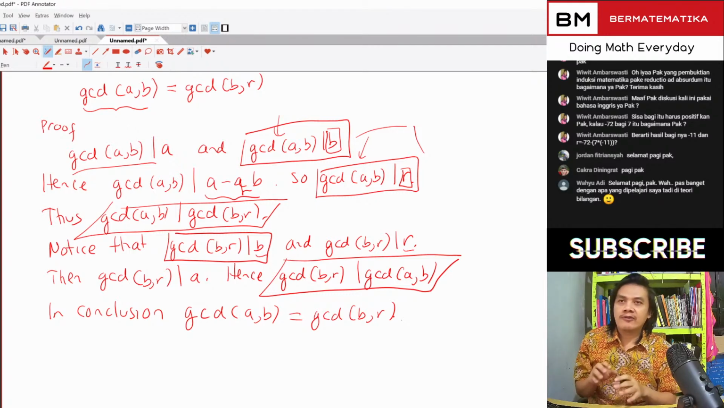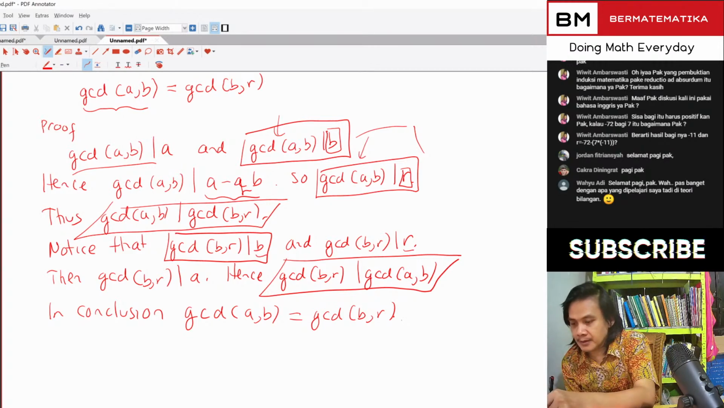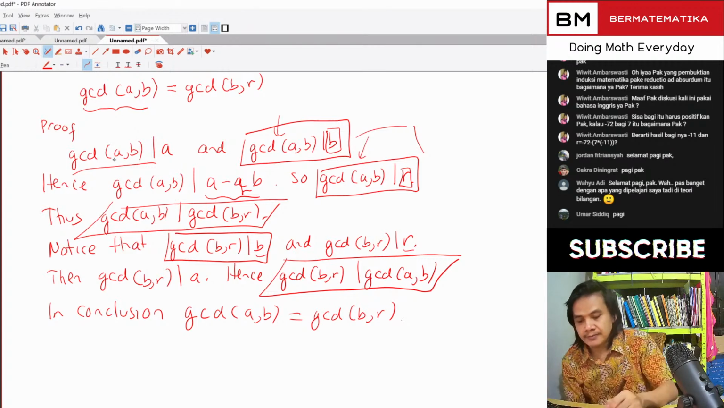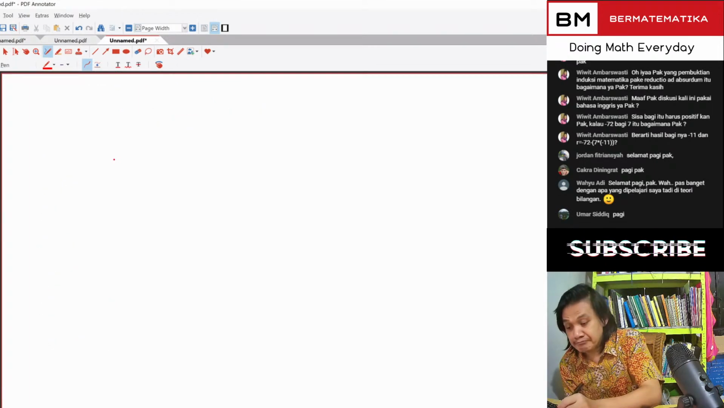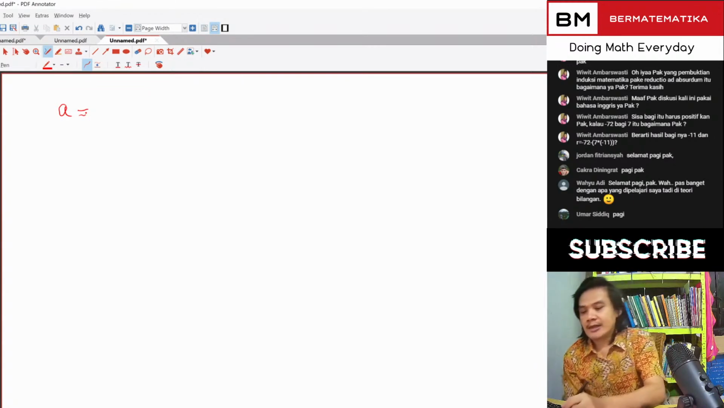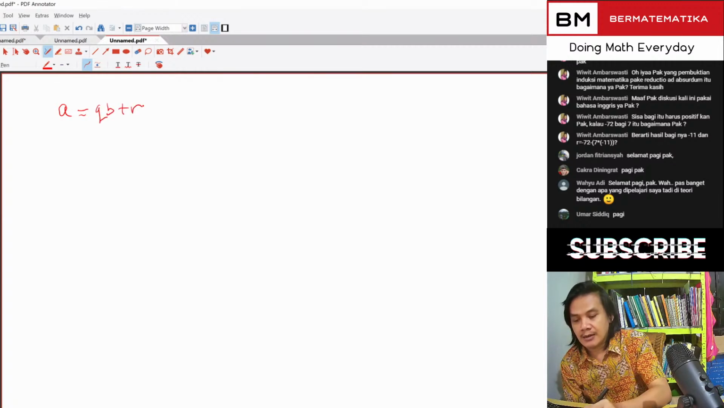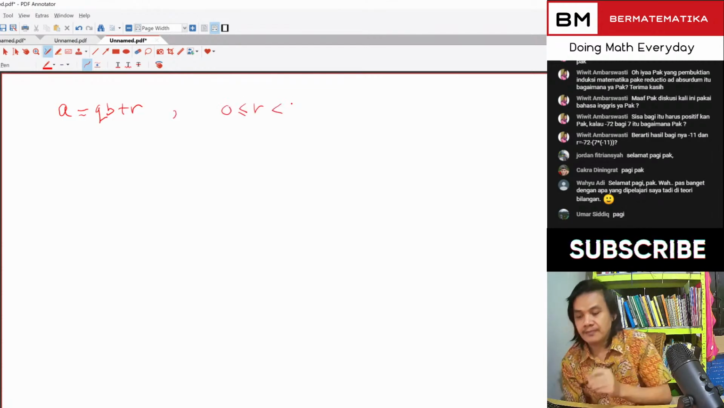Now this lemma is very handy in order to create an algorithm to find the GCD of two numbers. So how can we do that? We'll give an illustration. Well, it's a proof actually. First we apply the division algorithm to A and B. Then there exist Q and R such that A is equal to QB plus R, with the requirement that R is bigger than 0 and less than B.